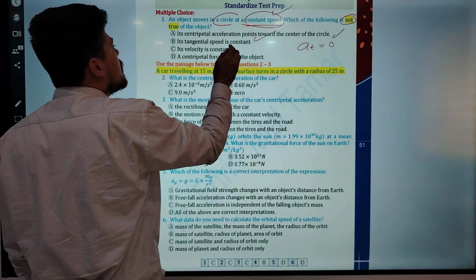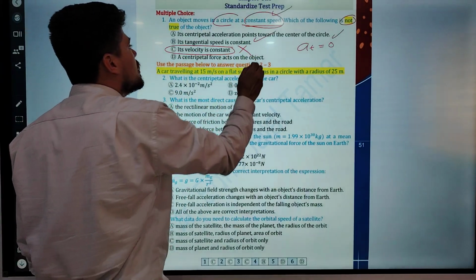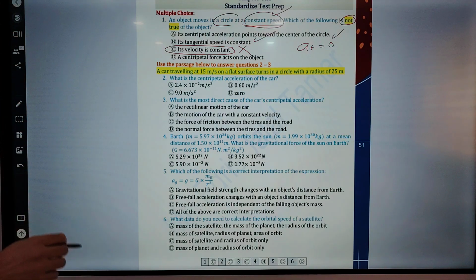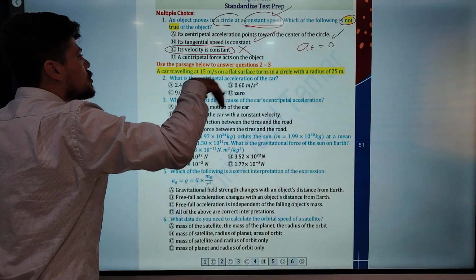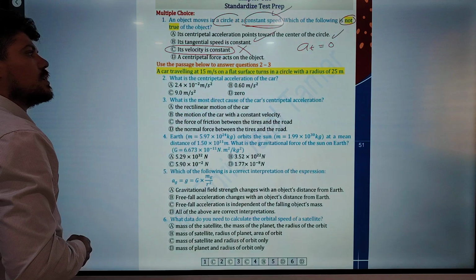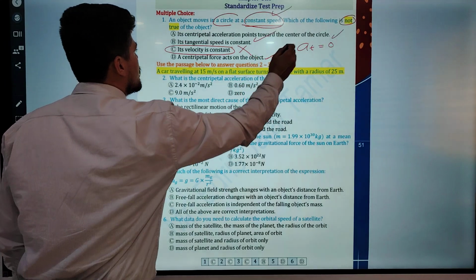Is velocity constant? No. The velocity is not constant in a circular motion. You have to say the speed is constant. Why? Because velocity is not constant in a circular motion, as the direction of the velocity changes. Centripetal force acts on the object, yes.